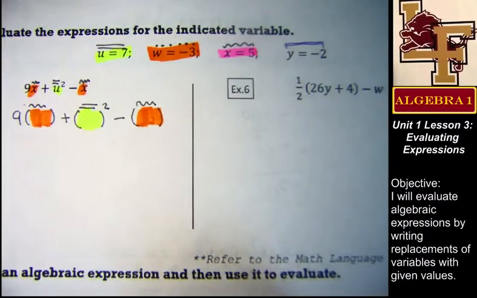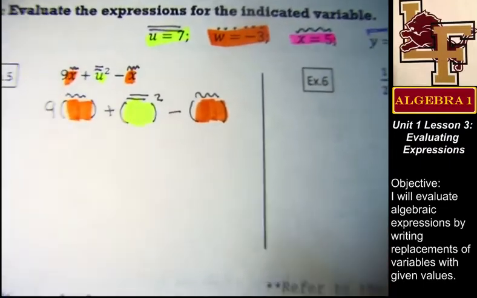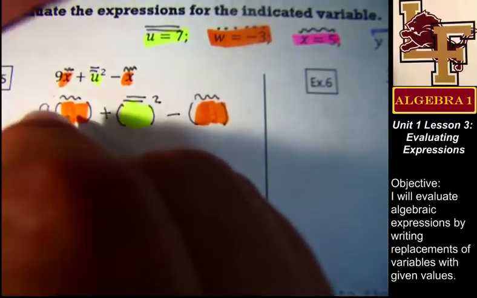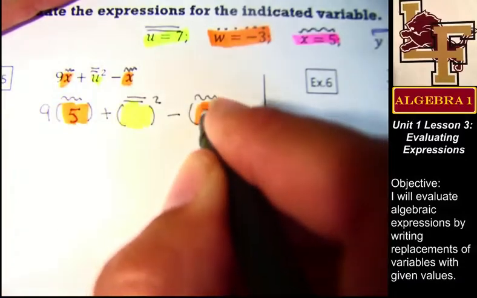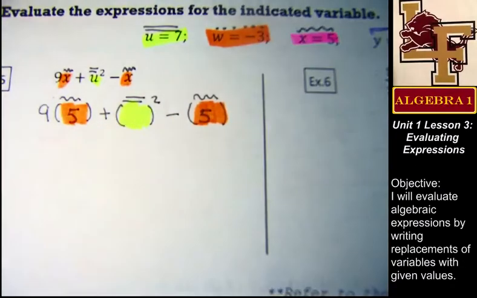What was the value they gave me for x? 5. They gave me 5. Oh, I totally used the wrong color. I'm so sorry. What was the value they gave me for u? 7.